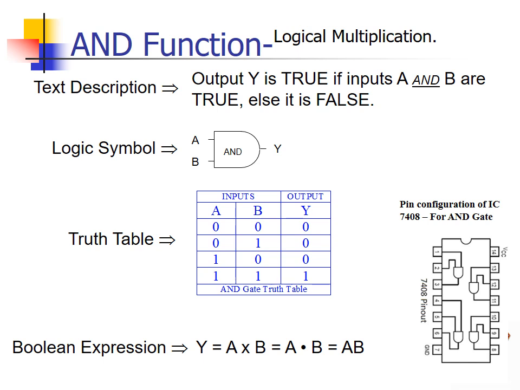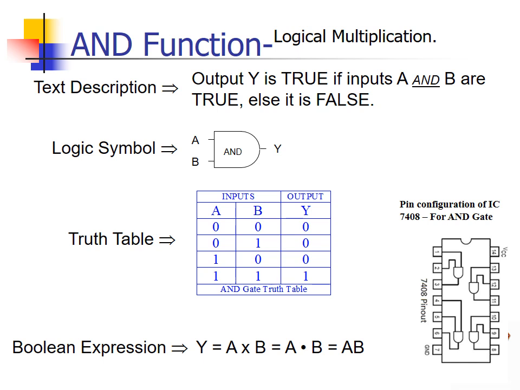As per the scenario, AND is a logical multiplication. So the Boolean expression can be represented like that. Y, the output, is equal to A cross B or A dot B, or simply we can say A into B. So for that AND function, generally we have to use the 7408 IC.